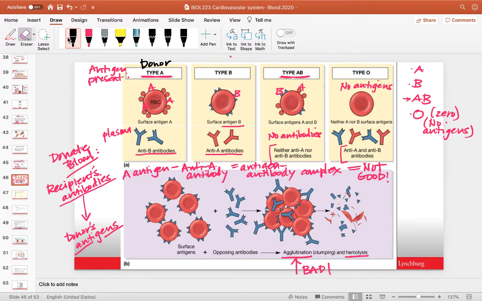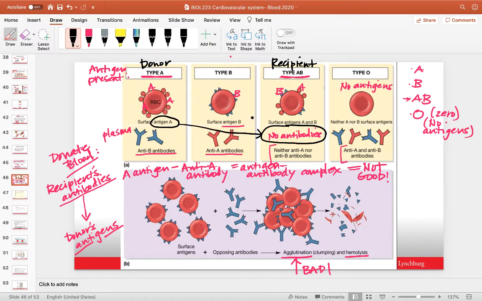Okay, now let's say that we have type AB blood as our recipient. What's important on our recipient is the antibodies. So here with type AB blood, these guys have no antibodies in their plasma. Let's say we keep type A blood as our donor, and we know what's important here is antigen A on the red blood cells. Now, are we able to give type A blood to type AB blood?